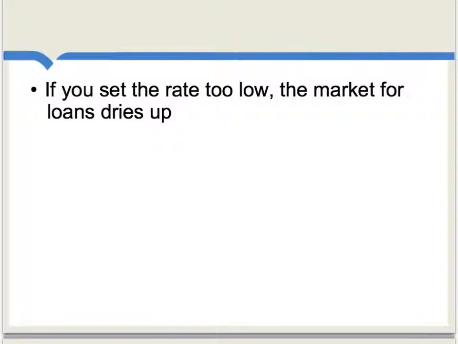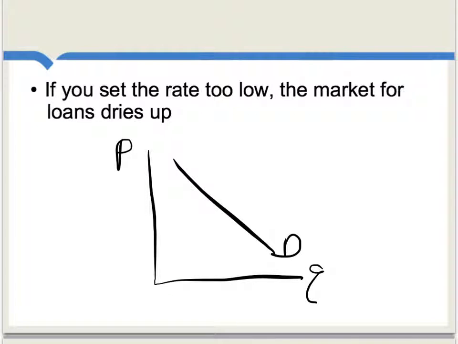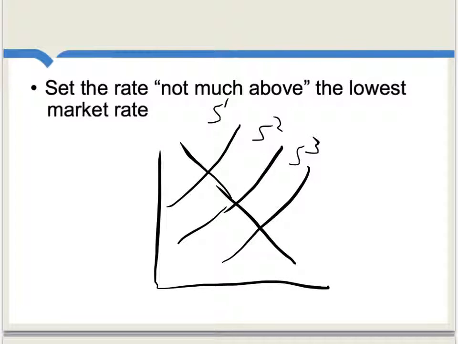Smith does make it quite clear that if you set the legally enforced maximum too low, as you might see in this diagram, there's a demand and there's a supply for loans, and if you set the rate too low, say down here, then most lending will dry up because the supply of lending simply will not be very high. Smith is opposed to that. Yet Smith has a different proposal and also a different way of thinking about this market.